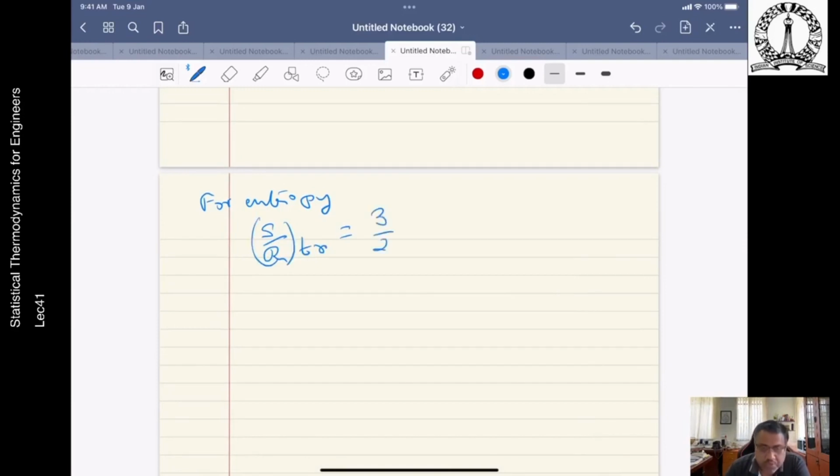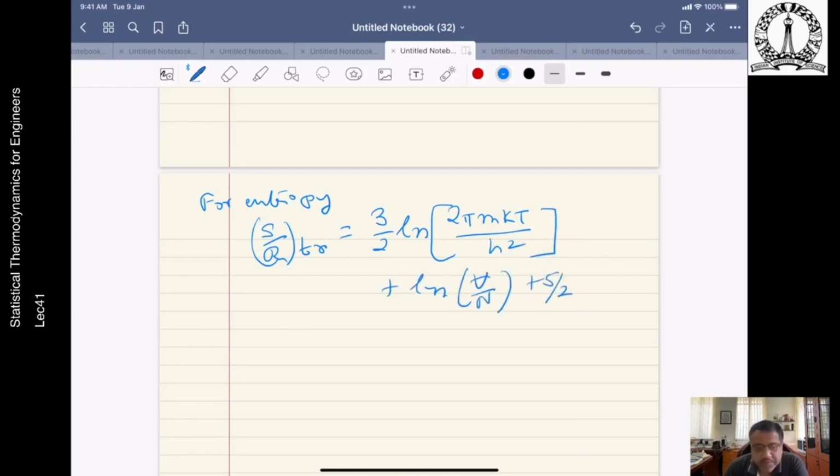It's 3/2 plus ln e over n plus 2. We just use the transfer function, not the partition function definition, for entropy. Okay, so if you substitute PV equal to NkT, capital N.